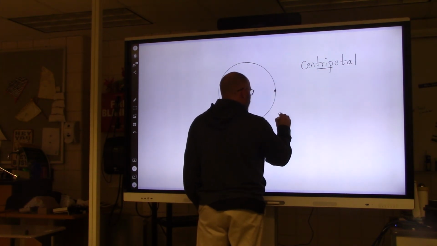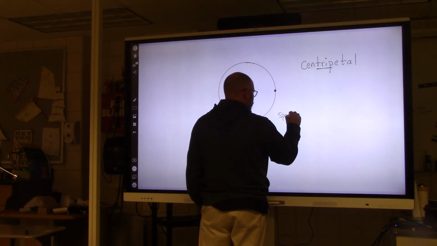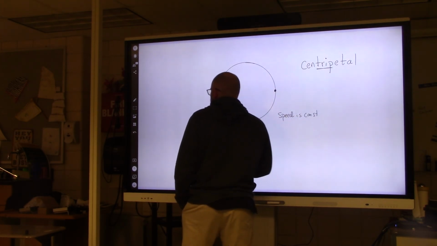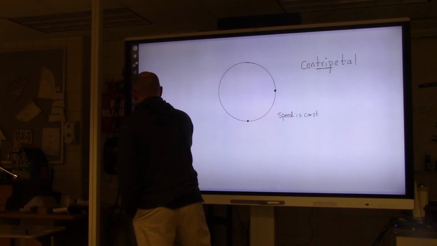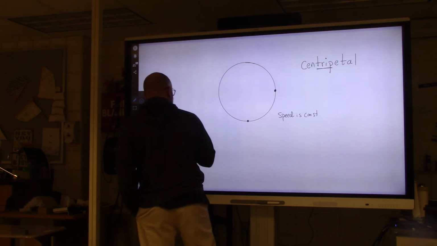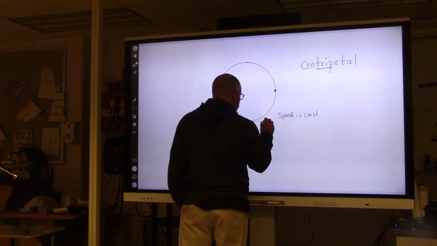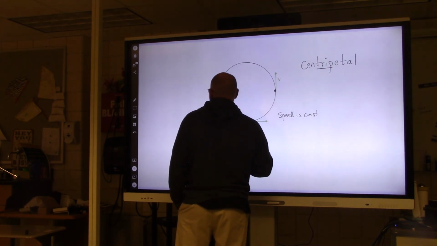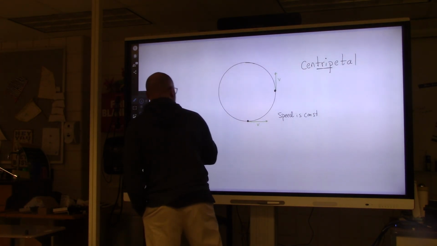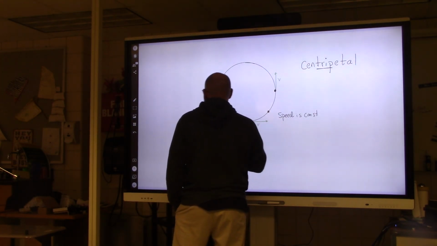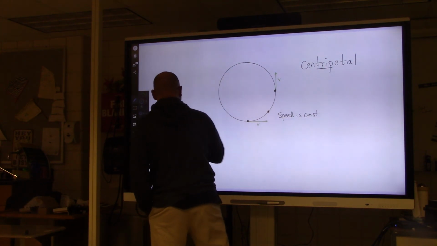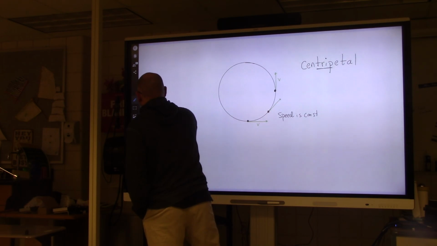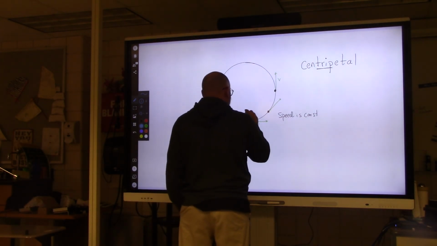If the speed is constant, where does the velocity point? No, close though. It is tangent. Velocity is always tangent. Okay, is it always counterclockwise? That's just how I drew it. And what way does the acceleration point? Inward.